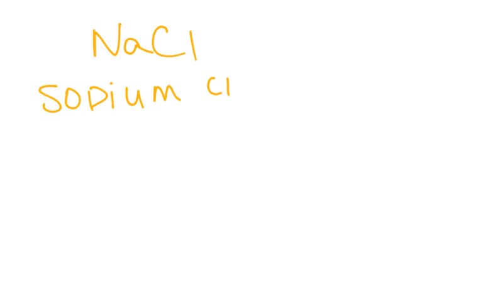So, let's look at a couple examples, and you'll see some of these in your notes. NaCl, you guys already know the name of this. You know that this is sodium chloride. Well, now you know why. We're going to name the cation, that's sodium. Then we're going to name the anion and change the ending to -ide. That's what makes it sodium chloride.